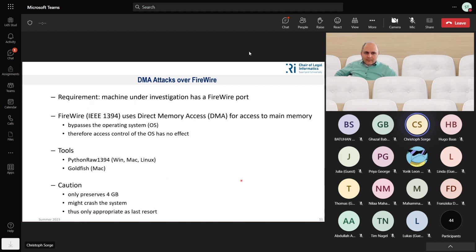What else? Originally, as I said, it was done using FireWire. Here I've listed some traditional tools for performing a DMA attack.